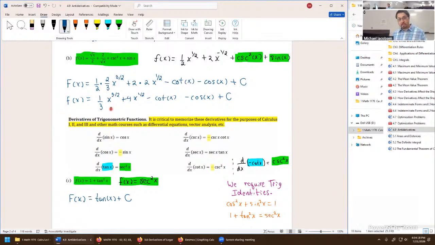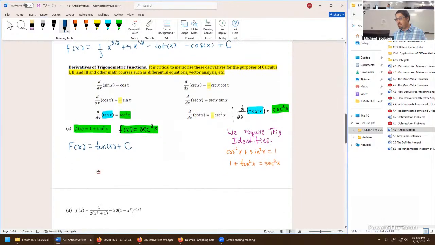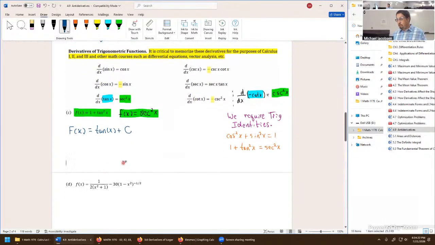Okay, now that we're thinking about trigonometric functions, I think the next one is also going to involve them in some way, shape, or form. It just looks a lot more mysterious. Antiderivative of 1 over 2x squared plus 1 minus this complicated mess right here.